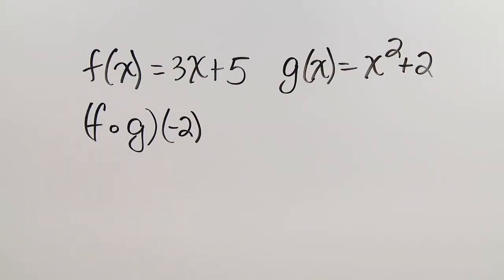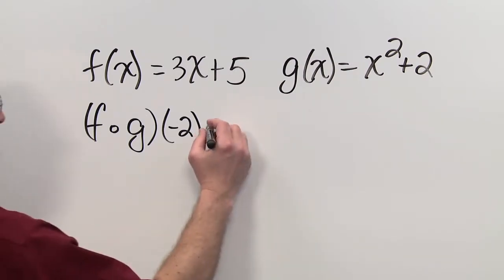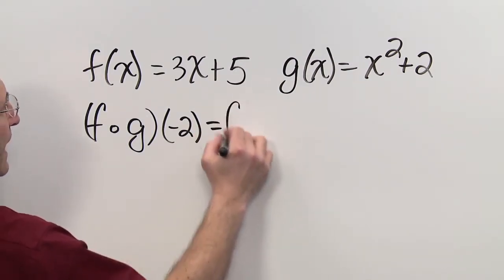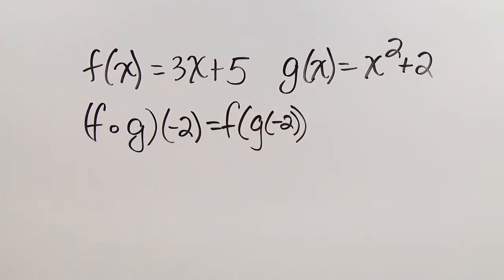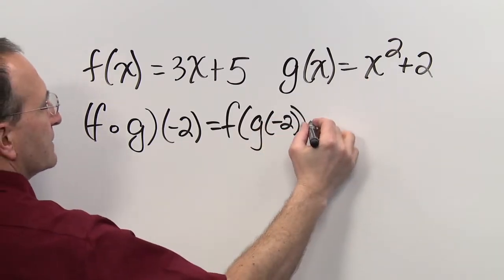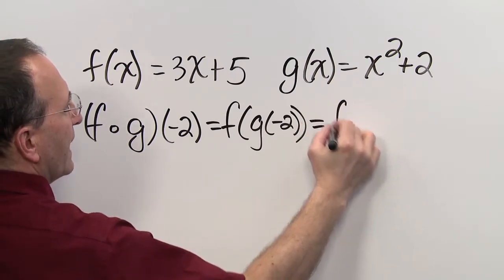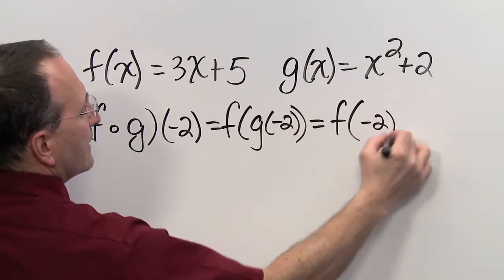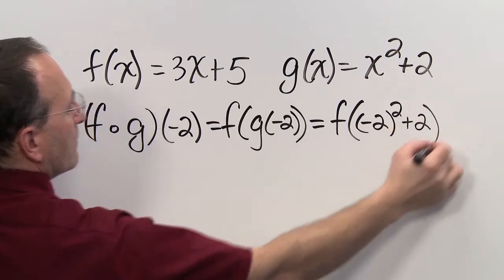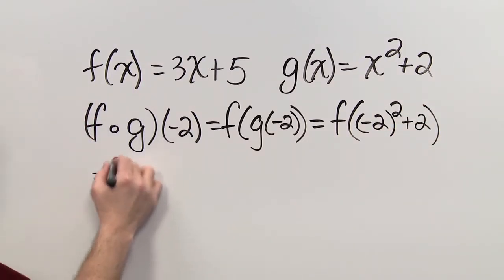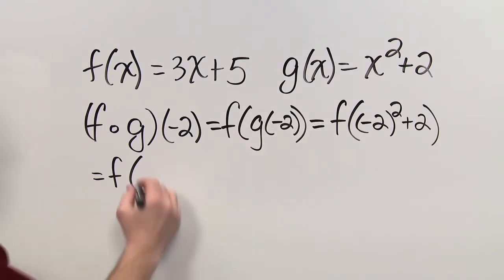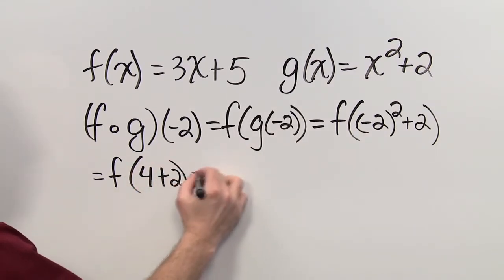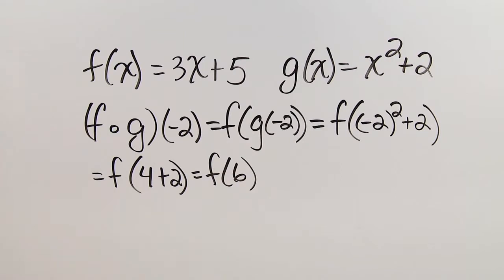For the composition of f with g of negative 2, we can rewrite that as f of g of negative 2. And that means we substitute negative 2 in place of x in the formula for g. So we have f of negative 2 squared plus 2. That's equal to f of, negative 2 quantity squared is positive 4, plus 2, which is f of 6.